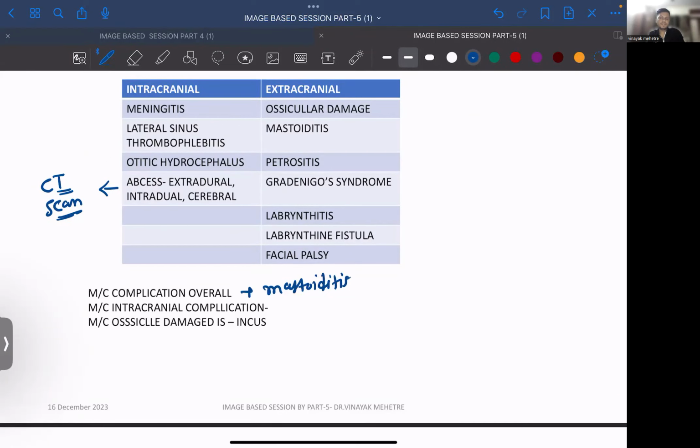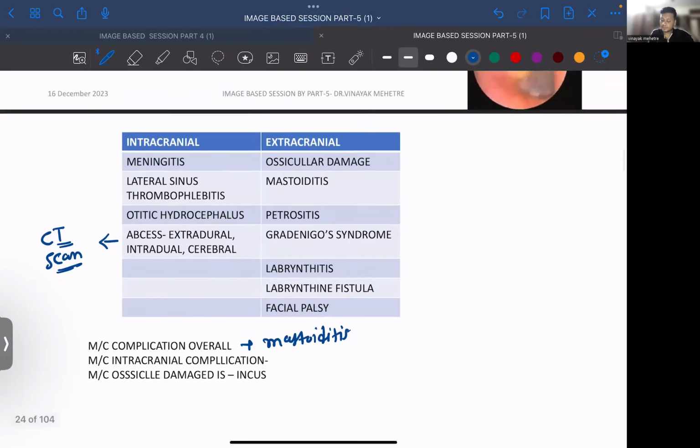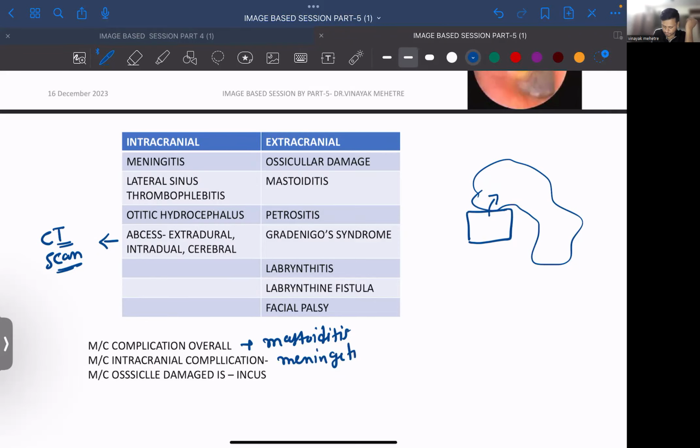Most common intracranial complication will be, why is the patient going to have a brain part involved? If you remember, the middle ear is connected with the brain from the upper wall. Here the brain is there. The upper wall is connected with the brain, so the patient will have symptoms of brain involvement easily. There is only one wall between the two. Intracranial complication will be meningitis. Most common damage is incus, okay, incus.